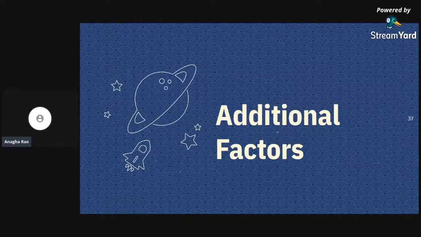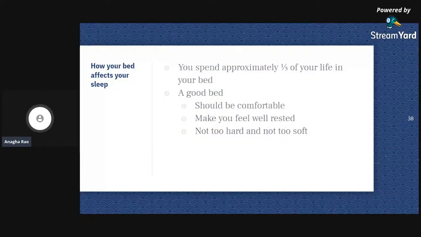Additional factors. There are also a couple of factors that can affect our sleep. First of all, we have our bed. We spend approximately one third of our life in our bed, and a good bed should be comfortable. It should make you feel well rested, and it should be not too hard and not too soft. It should allow for good circulation and uninterrupted sleep, because when we lie down, our body puts pressure on certain areas of the brain and body. And our bed can relieve those pressure points and allow for better sleep quality.